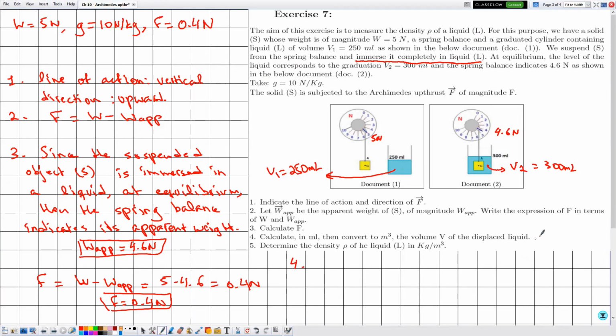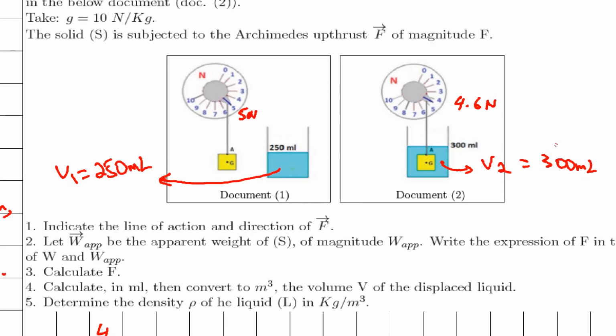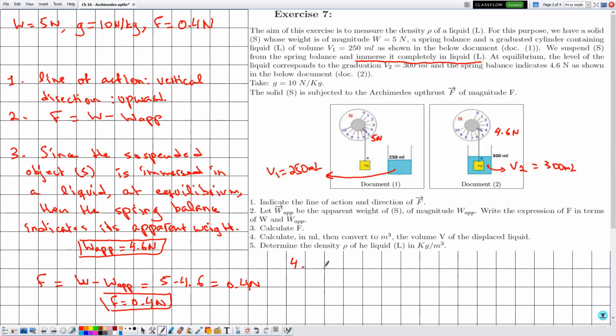So here we need to determine the value V of the displaced liquid, knowing that V1 is equal to 250 milliliters and V2 is equal to 300 milliliters. What does the displaced liquid represent? It's the difference between this liquid and this liquid. So V is given by V2 minus V1.